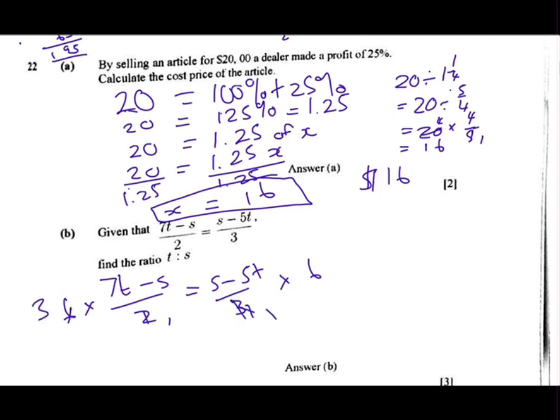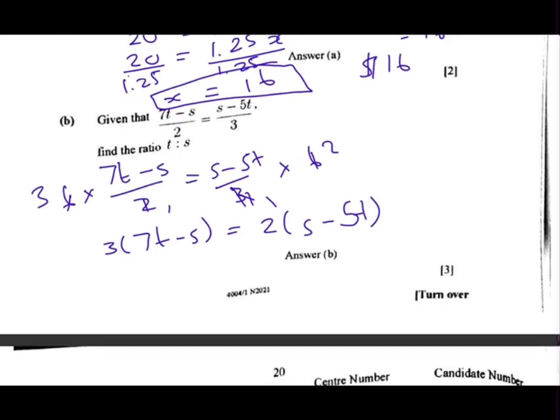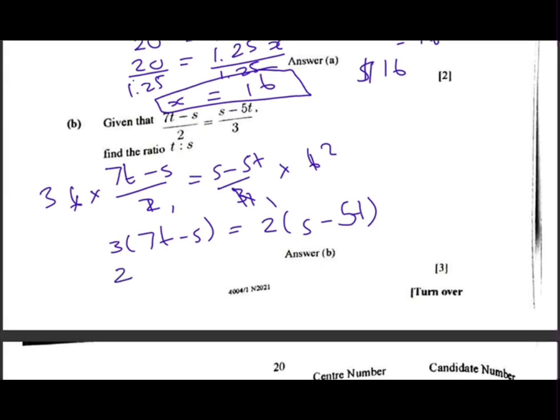So 2 multiplied by (7t minus s) is equal to 2 multiplied by (s minus 5t). Okay, so we expand the brackets. 3 times 7t minus 3 times 5 is equal to 2 times s minus 2 times 5t, which is equal to 21t minus 3s, which is equal to 2s minus 10t.